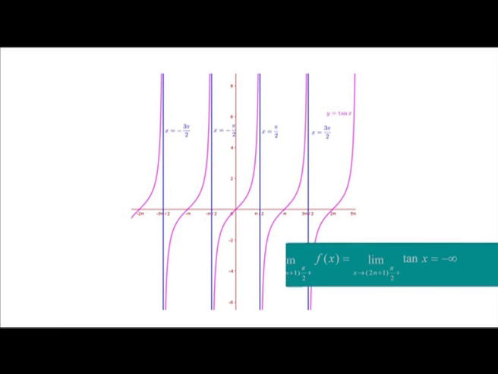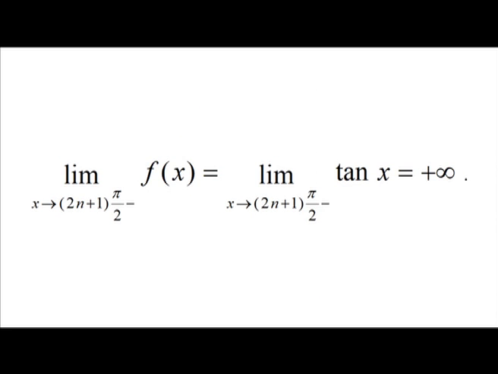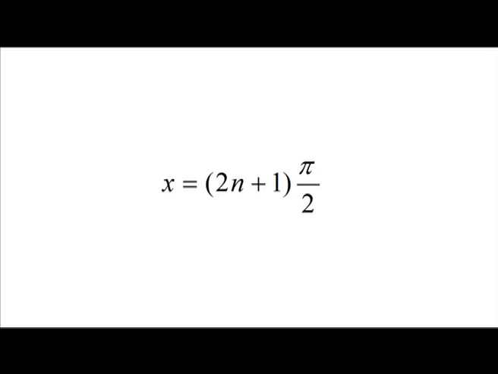In fact, for each integer n, limit x goes to (2n plus 1) times pi by 2 plus f of x is equal to limit x goes to (2n plus 1) times pi by 2 plus tan x, which is equal to minus infinity, and limit x goes to (2n plus 1) times pi by 2 minus f of x is equal to limit x goes to (2n plus 1) times pi by 2 minus tan x is equal to plus infinity. Hence, for each integer n, x equal to (2n plus 1) times pi by 2 is a vertical asymptote. Thus, there are infinitely many vertical asymptotes.